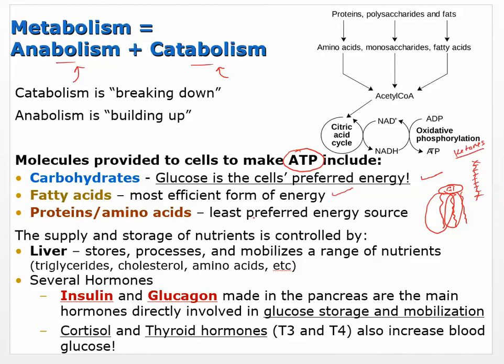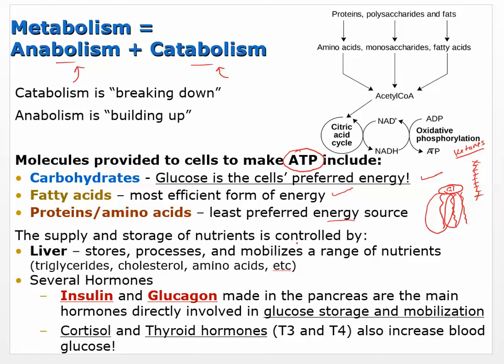So proteins, amino acids, they can be used as energy, but that's not a preferred source. That's like a last resort that the body uses. It says, okay, we don't have any other energy, so we'll start using proteins, which means you're going to break down muscle tissue in some cases. You're going to break apart proteins because then those amino acids can be rearranged to make glucose. So that's not a preferred way for your body to do it, but it is possible.